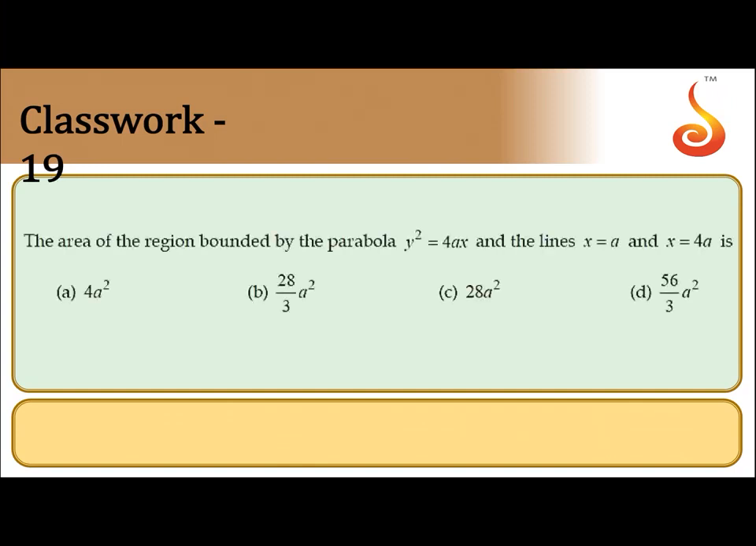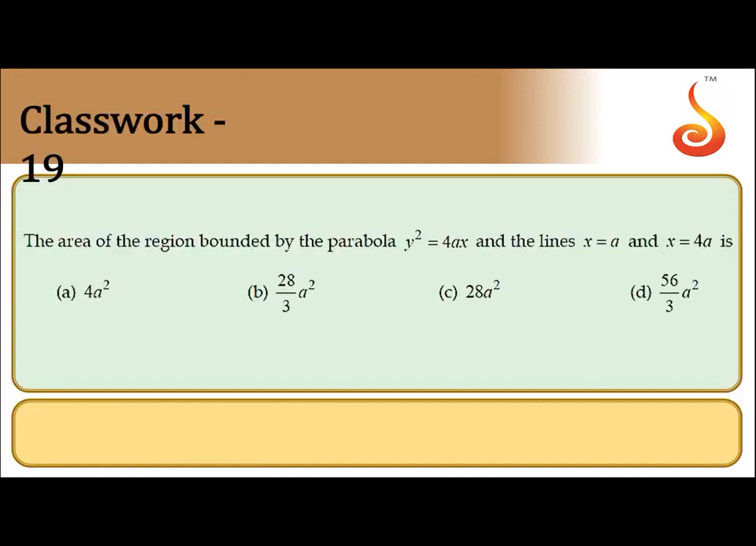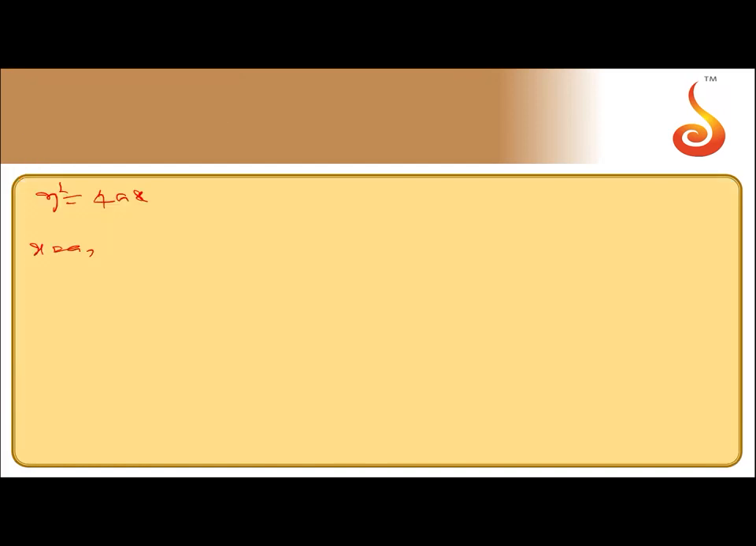Okay, coming to the next one. The area of the region bounded by the parabola y square is equal to 4ax and the lines x equals a and x equals 4a. Let me take up y square is equal to 4ax, x equals a, and x is equal to 4a.